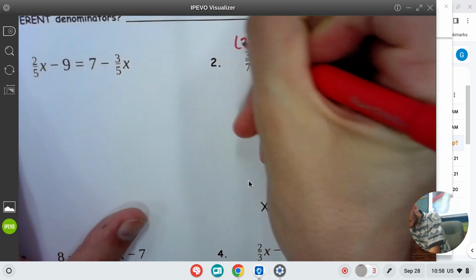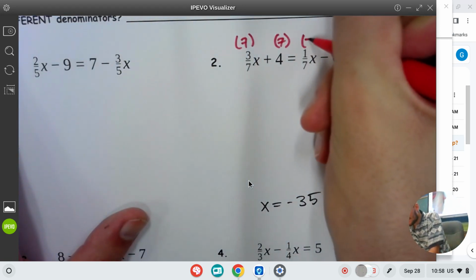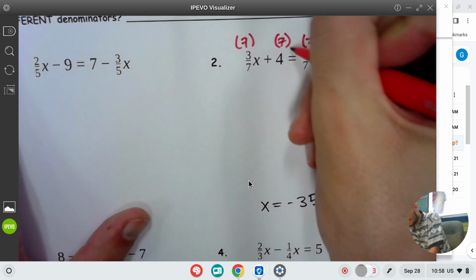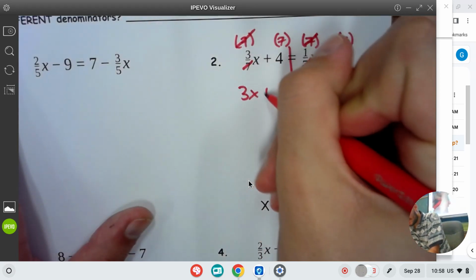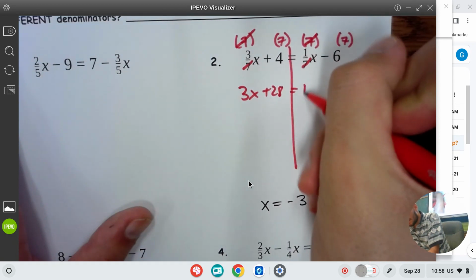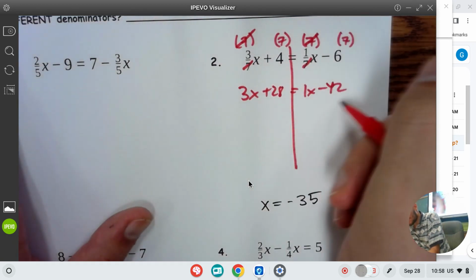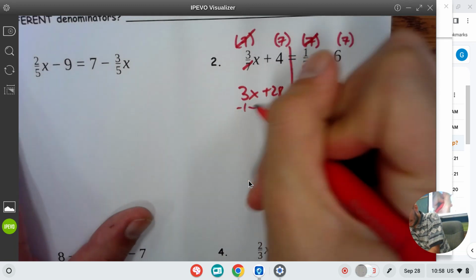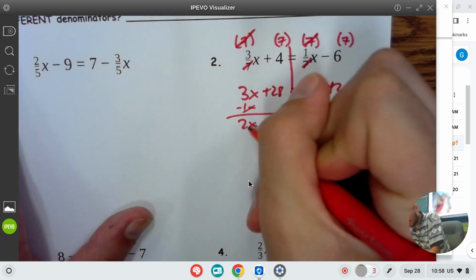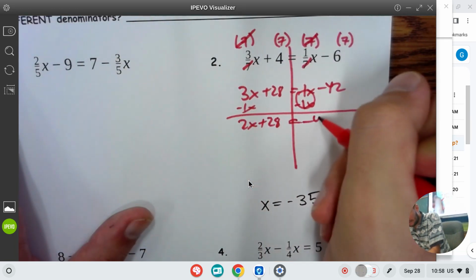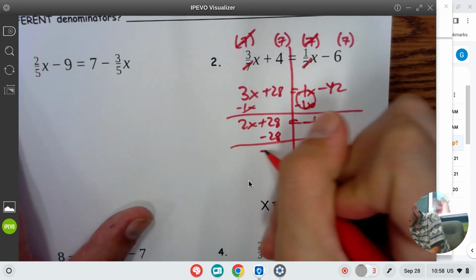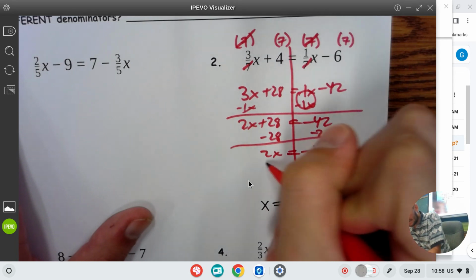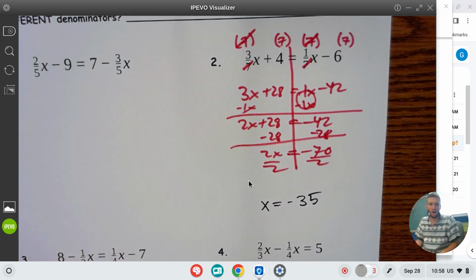Yeah. Times 7, times 7, times 7, times 7. The 7's cross out, the 7's cross out. 3x plus 28 equals 1x minus 42. Then you do a little minus 1x. 2x plus 28 equals negative 42. Then you do a little minus 28. 2x equals negative 70. A little divide by 2. All right. I'm writing too fast. We're moving on.